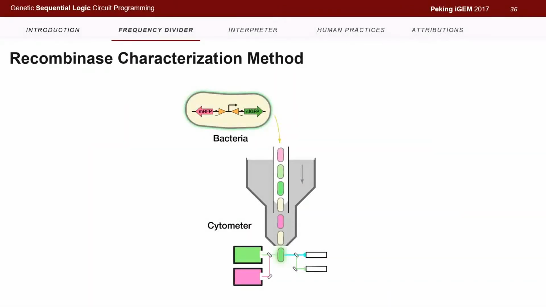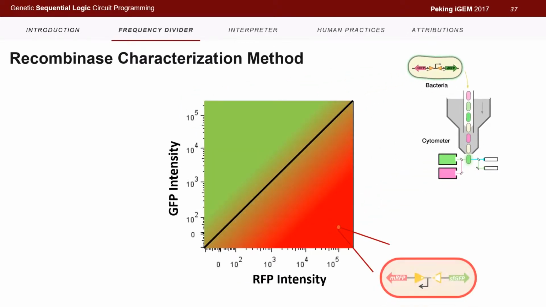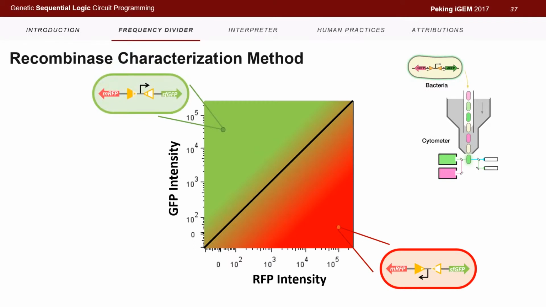We observe the fluorescence shift through flow cytometry. On the result diagram, the X and Y axes represent red and green fluorescence intensity. So we dissect the plane into 2 regions. Cells with flipped promoters should locate in the lower right region, and those with promoters not flipped locate in the upper left.